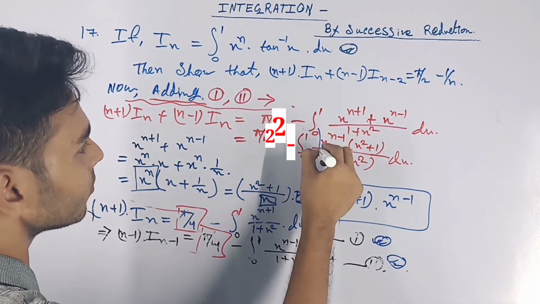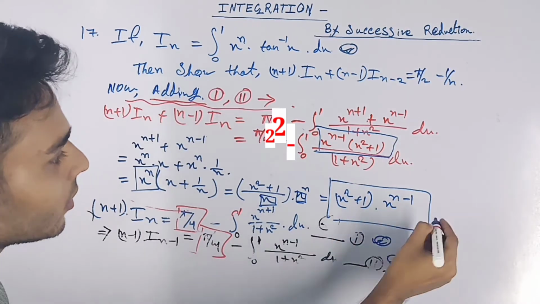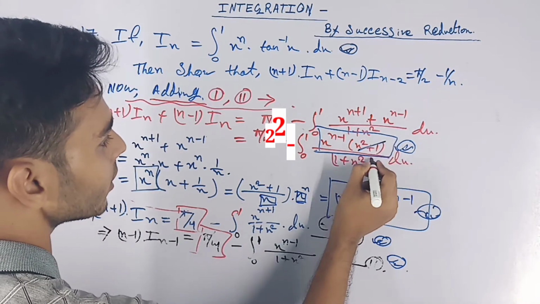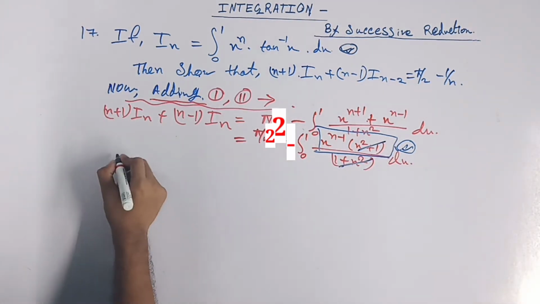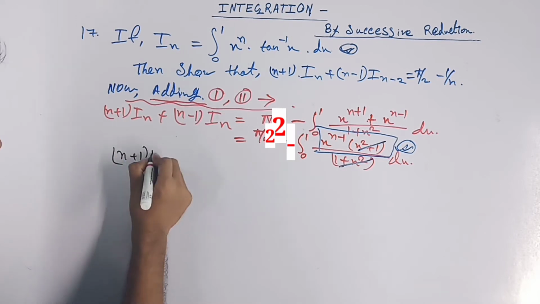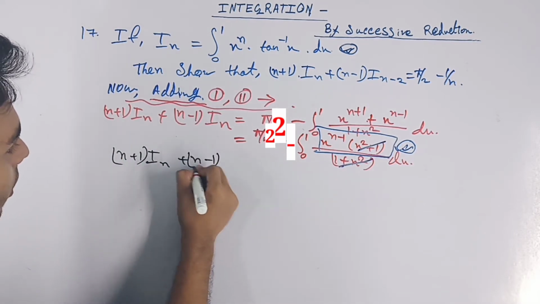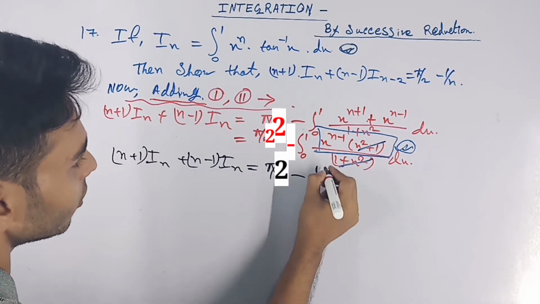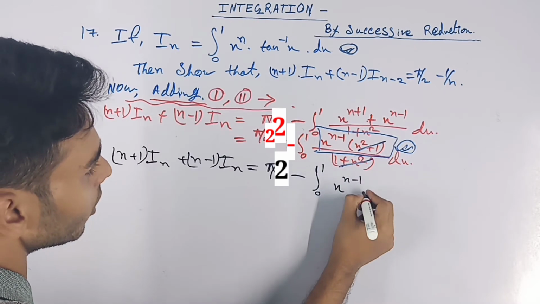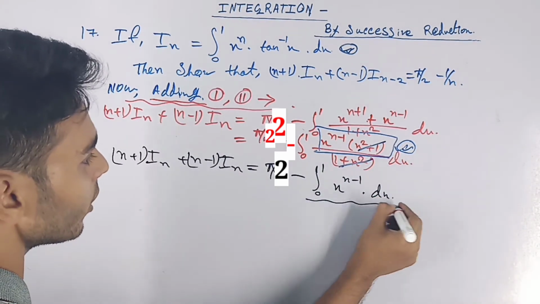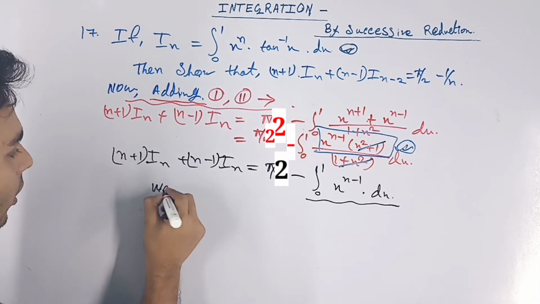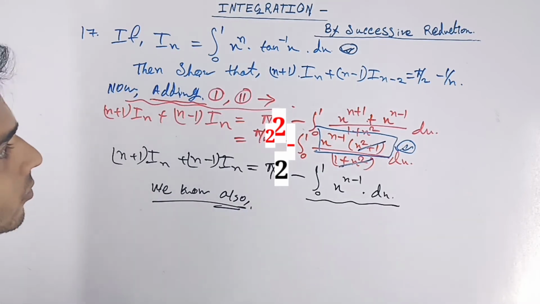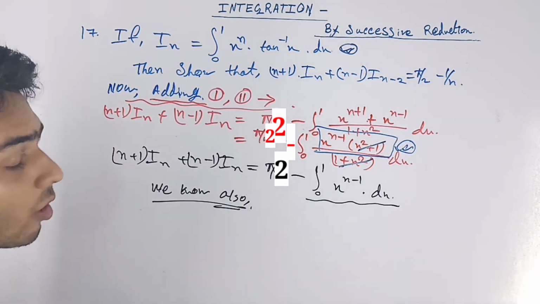That becomes the numerator. And simplifying, cutting out the numerator and denominator x square plus 1, we get n plus 1 of I of n plus n minus 1 of I of n equals pi by 2 minus the integration from 0 to 1 of x to the power n minus 1 dx, that equals this part that we also know.